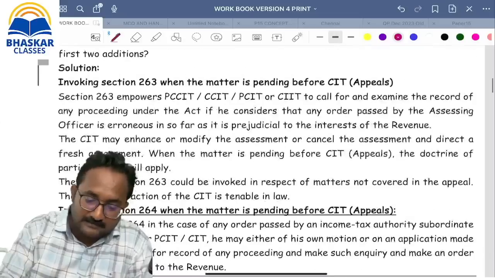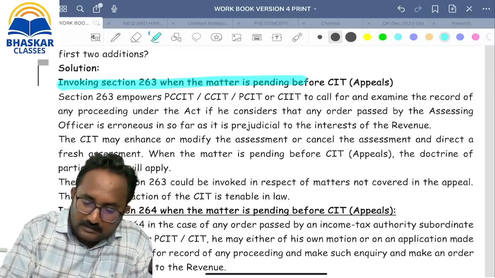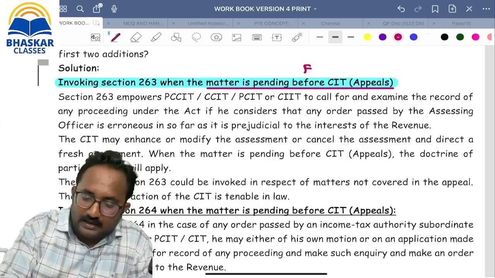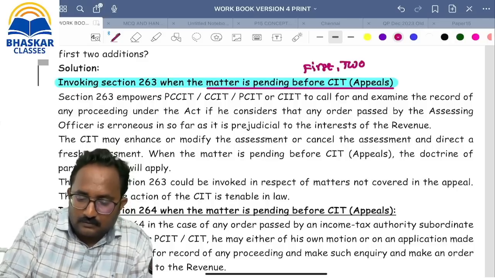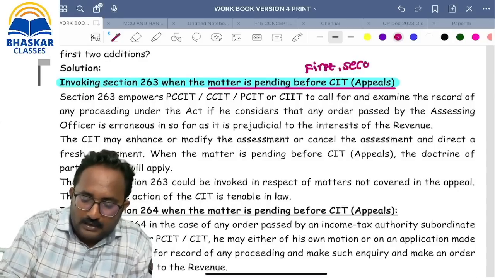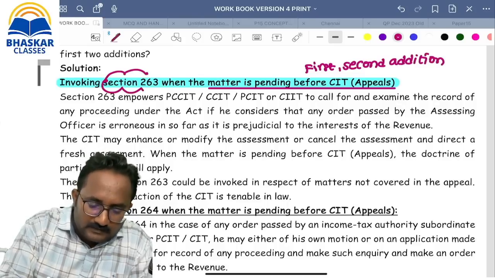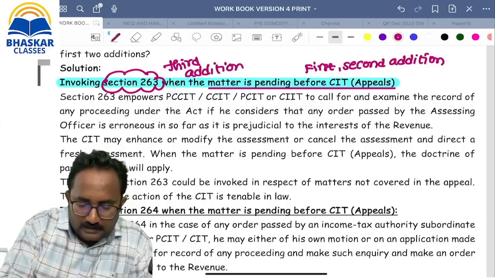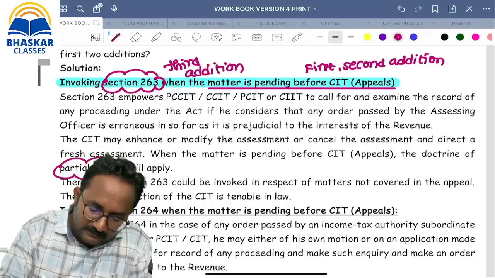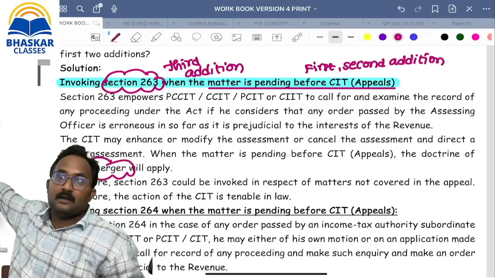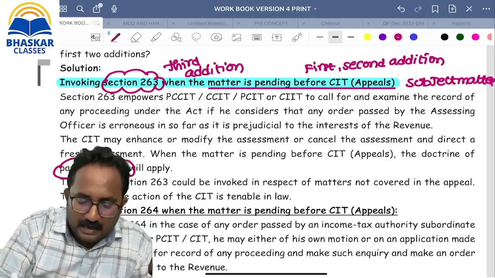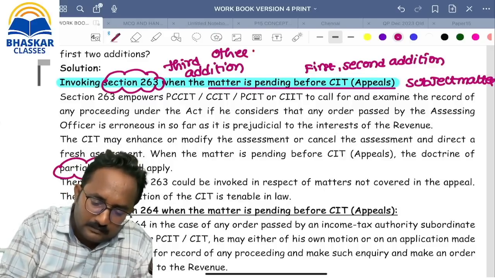How have they written the answer? Please check it out. Invoking 263 when the subject matter is pending before the CIT. First and second additions are related, for which we are making an appeal. Those appeals are pending, but now we want to invoke 264 for which addition? The third addition. Shall we do that? Yes, so you can see we can use the line of partial measure. Subject matters we can't touch. Other matters we can touch. Subject matter we can't revise. Other matters we can revise. So that is the only point.